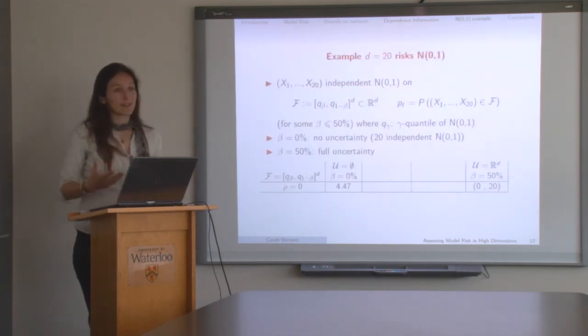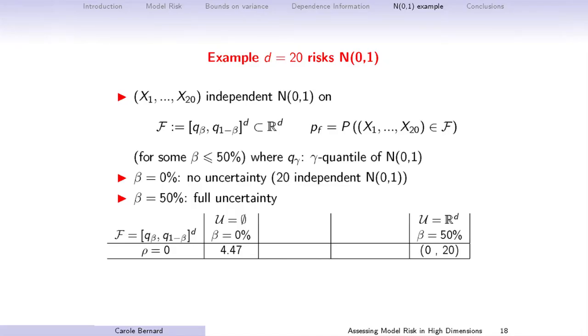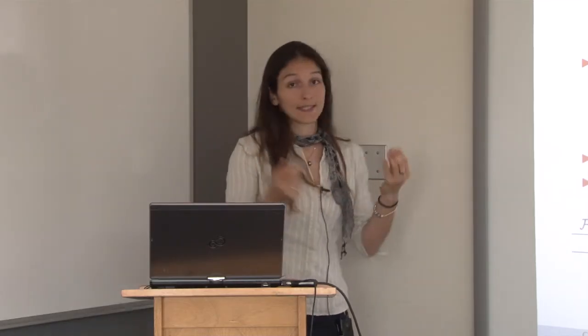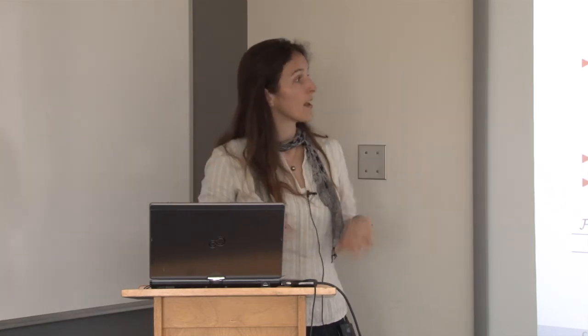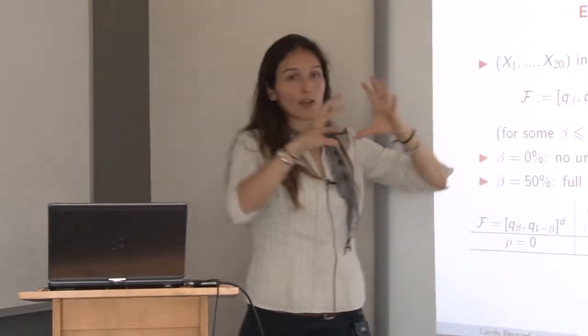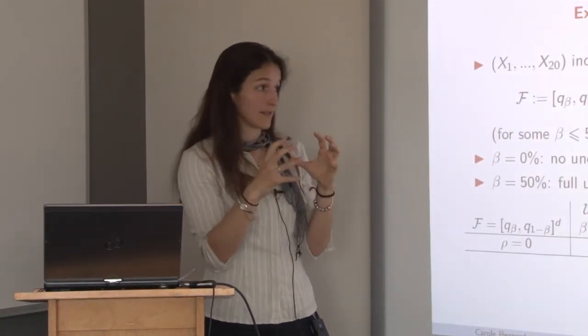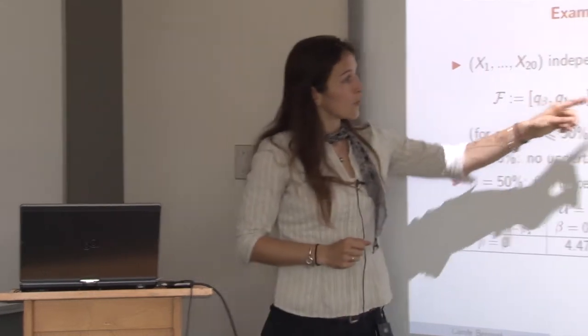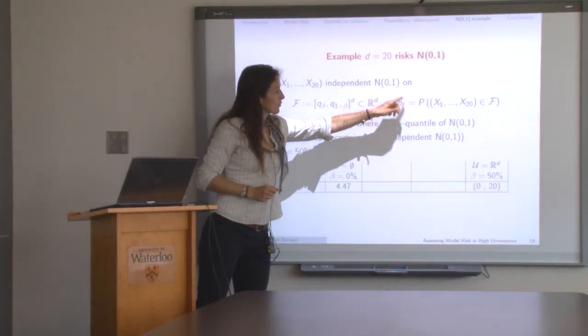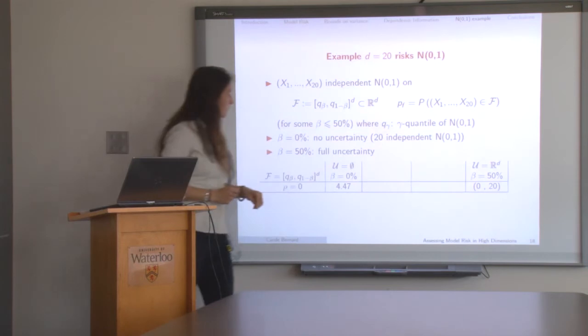So I redid the example just so that you see: if you have 20 normal 0, 1 variables and you fit a model that is independent, like the graph I presented with 2 normal 0, 1. Now I have 20 of them, so I have a 20-dimensional cube where I trust that they are independent. The probability of this 20-dimensional cube is called PF.